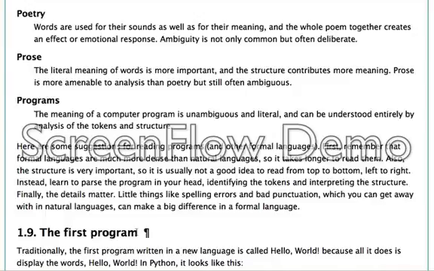Here are some suggestions for reading programs and other formal languages. First, remember that formal languages are much more dense than natural languages, so it takes longer to read them. Also, the structure is very important, so it is usually not a good idea to read from top to bottom, left to right. Instead, learn to parse the program in your head, identifying the tokens and interpreting the structure. Finally, the details matter. Little things like spelling errors and bad punctuation, which you can get away with in natural languages, can make a big difference in a formal language.